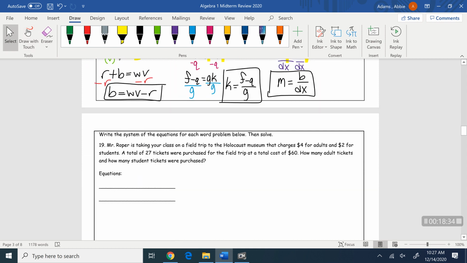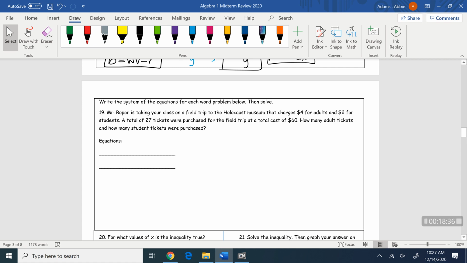Let's go on to problem 19. So I apologize for some of these being out of order. We're working on our math skills, guys, as Algebra 1 teachers. We're doing what we can.